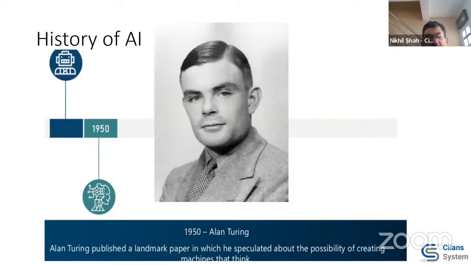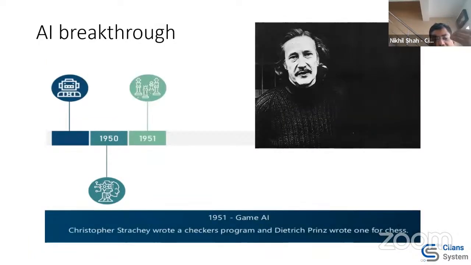In 1950, Alan Turing published a very phenomenal research paper, which speculated on the possibility of machines thinking like humans, right? So a lot of people consider Alan Turing the father of AI. Continuing, Christopher Strachey wrote a checkers game, like a chess kind of thing, showing how we can write a program, basically an algorithm, that can think like a human.